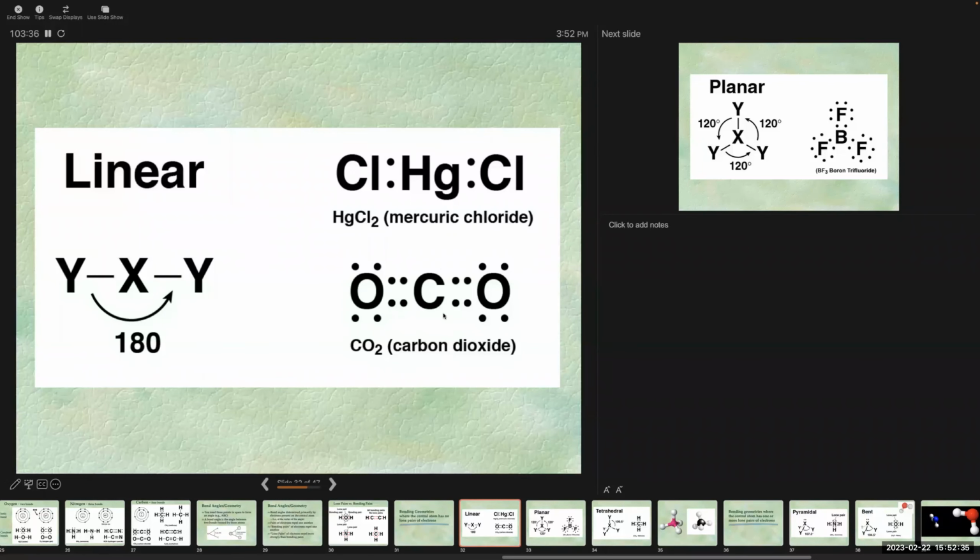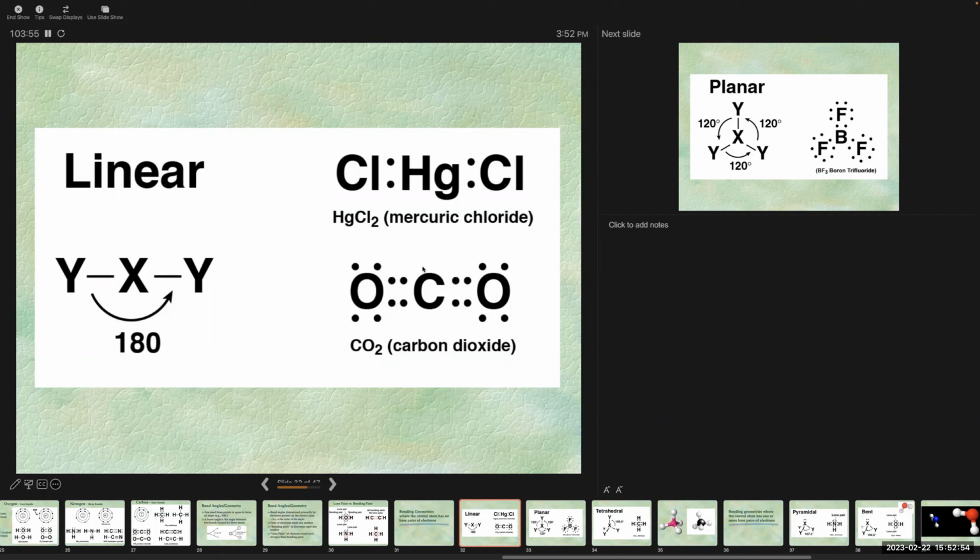And the reason for that is because the carbon in the center has no lone pairs. All of the electrons associated with that central carbon are bonding pairs. Now the oxygens have lone pairs. There's a lone pair on this oxygen, another lone pair on that oxygen, two more lone pairs on the left, but those don't matter.